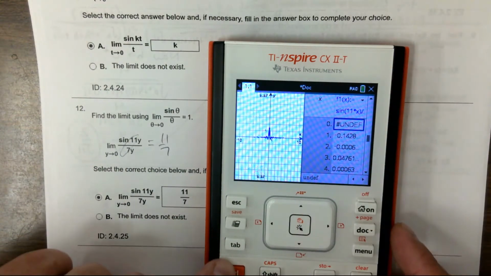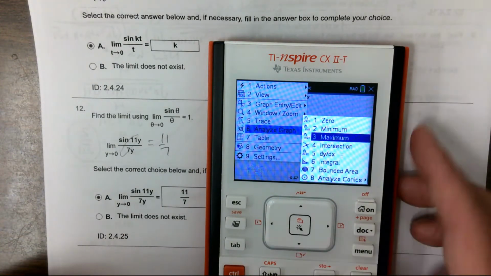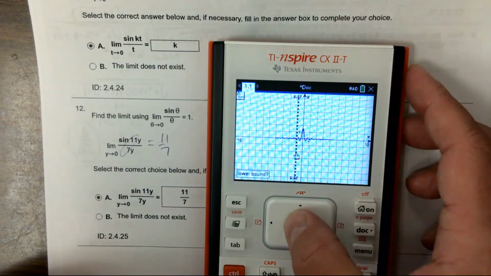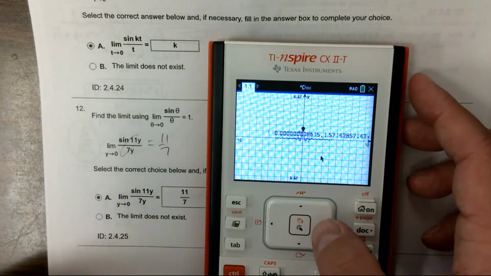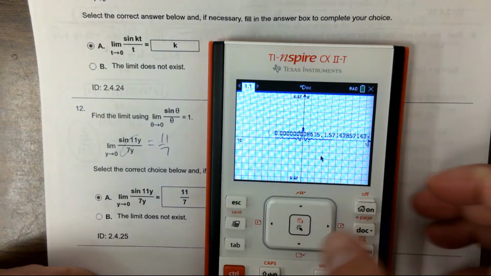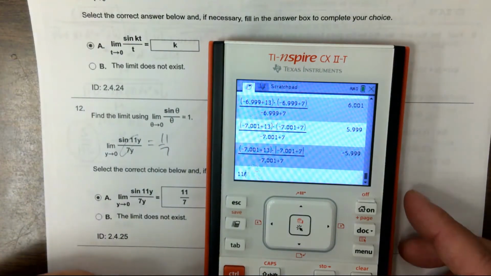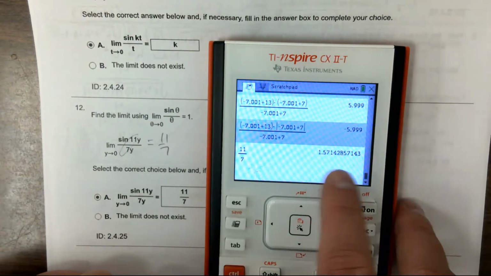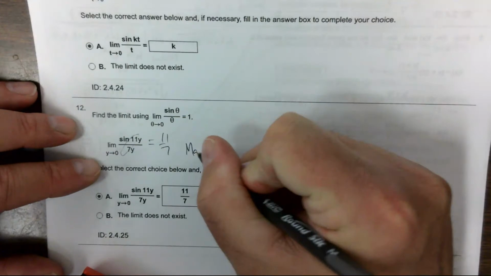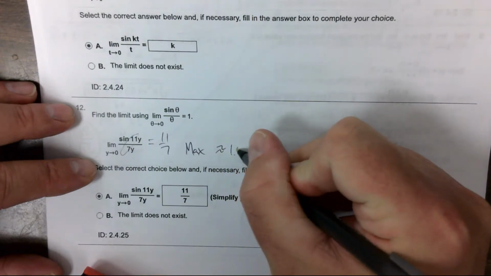Maybe if I do a maximum between there and there, it's 1.57, and if I do 11 sevenths, that's also 1.57. So you can get it from maximum, or just recognizing the numbers, because it was approximately 1.57.